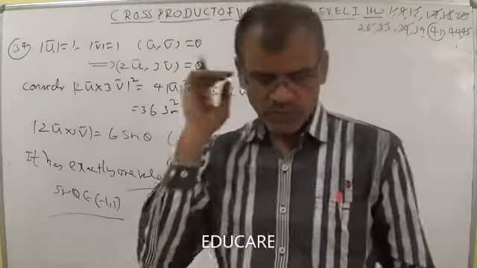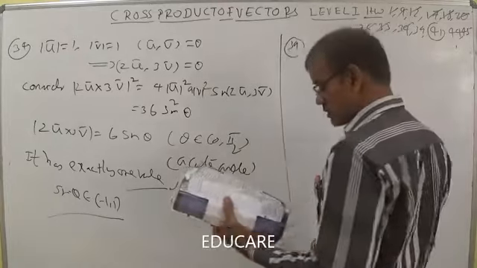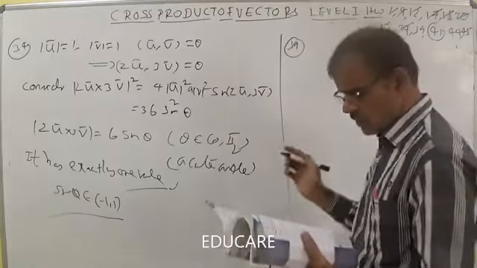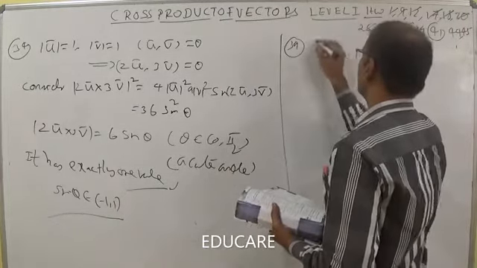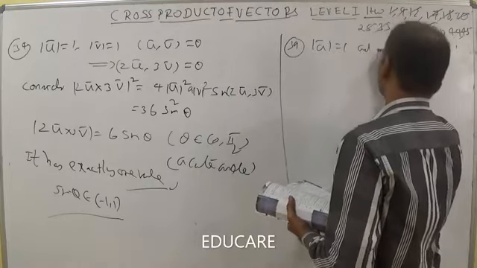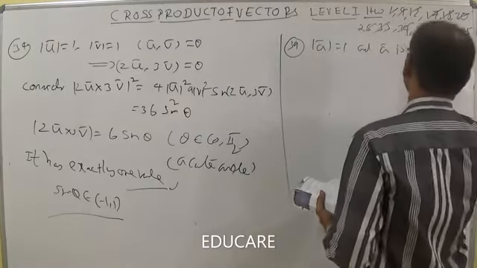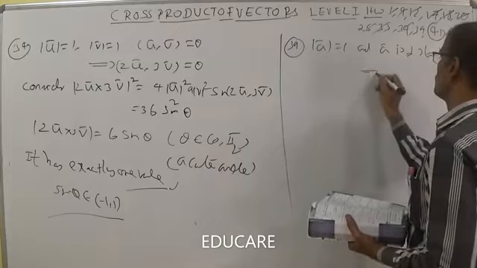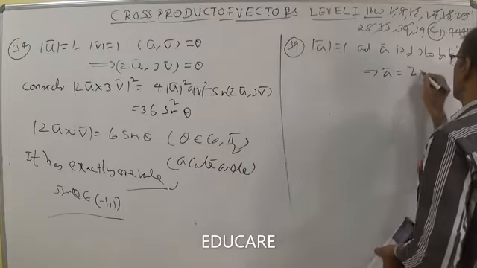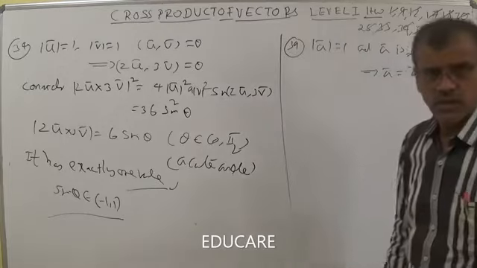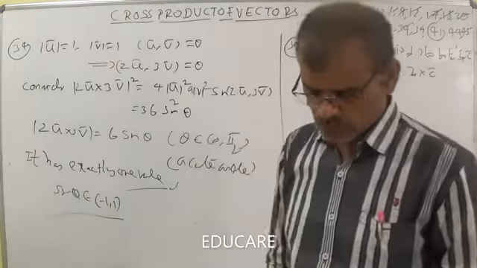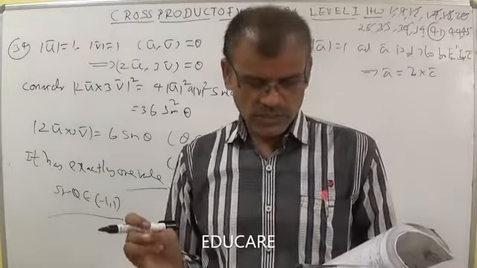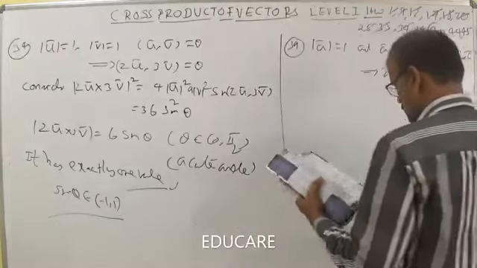Let A bar be a unit vector perpendicular to unit vectors B and C, and if the angle between B and C is alpha, then what is the value of B cross C, it is asking. A bar is a unit vector, modulus A is equal to 1, and A bar is perpendicular to both B bar and C bar. That implies, if the vector is perpendicular to both B and C, then A bar is equal to B cross C. The angle between B bar and C bar is alpha, so find B cross C.